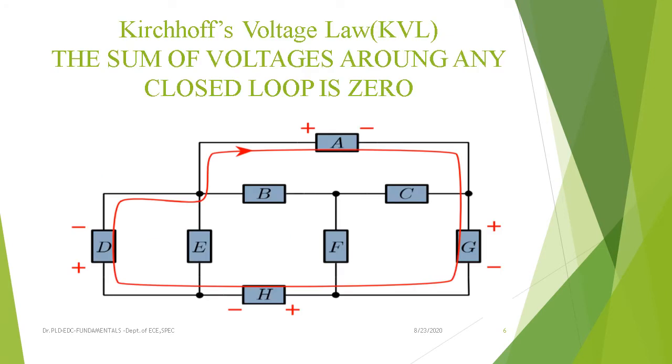Then Kirchhoff's laws. There are 2 types of Kirchhoff's laws. One is Kirchhoff's voltage law and the other is Kirchhoff's current law. The sum of voltages around any closed loop is 0. That is, the sum of voltages in a closed loop is equal to 0. That is Kirchhoff's voltage law.